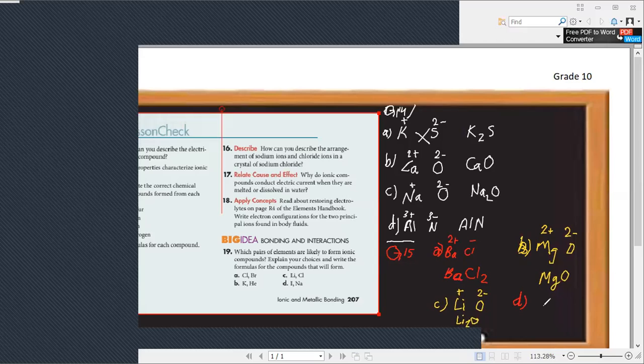So calcium. Yes, calcium. The symbol is Ca, and it has a -2 charge. Negative 2? Calcium has a positive 2. Sorry, positive 2. Raise your hand, don't speak. Okay, continue, Abdurrahman.